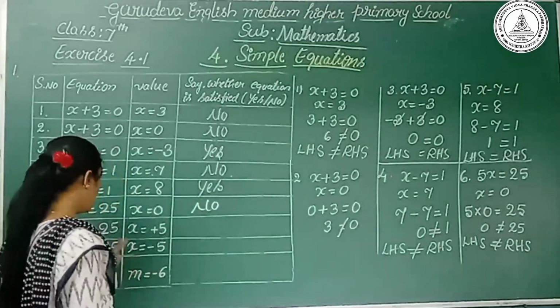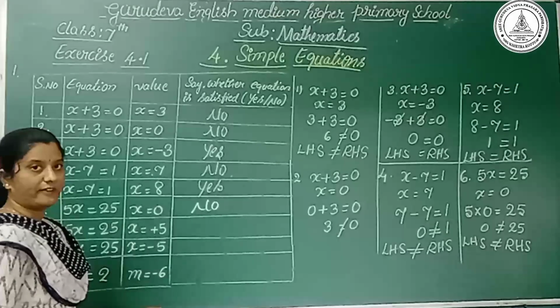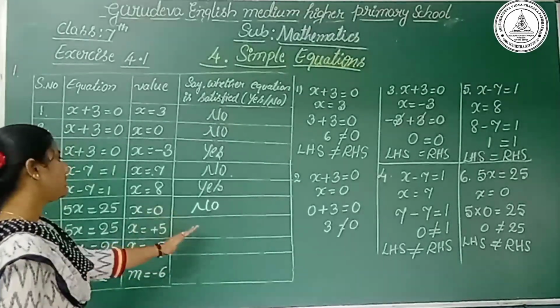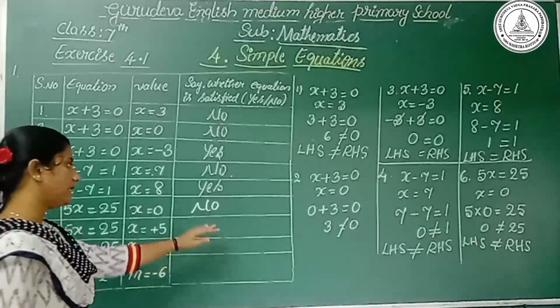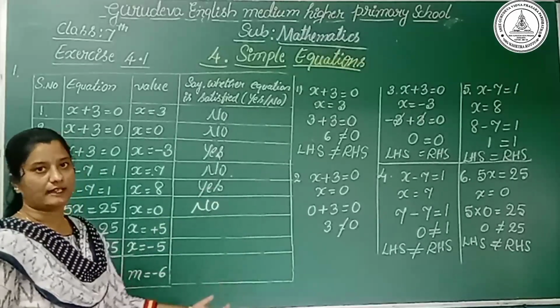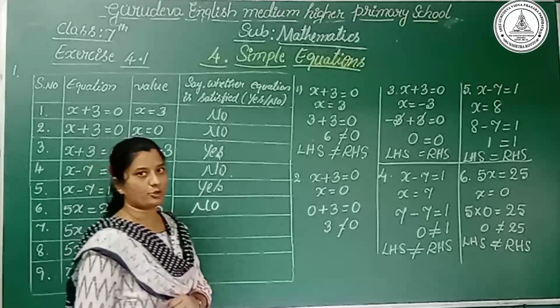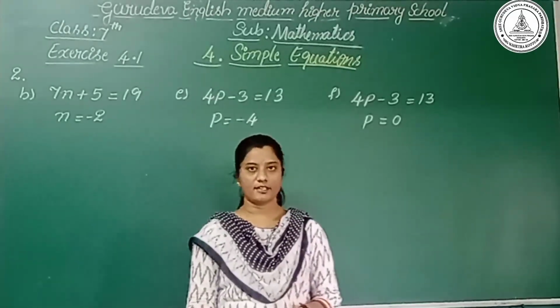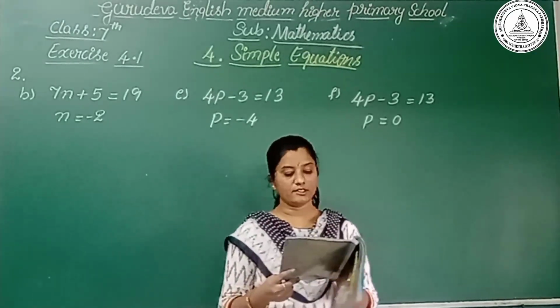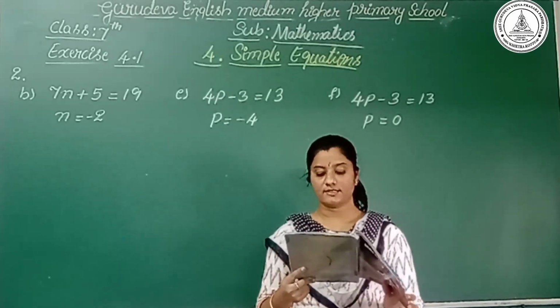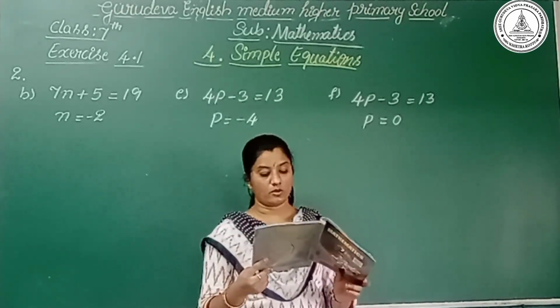In the same way, you have to do the rest of the 5 problems and write whether the equation is satisfied. If it is satisfied, write yes. If it is not satisfied, write no. Clear? Yes. Then let's move on to the second question. The second question is: check whether the value given in the brackets is a solution to the given equation or not.